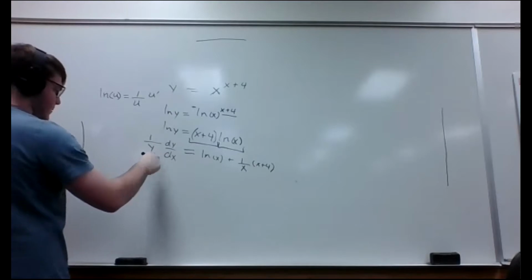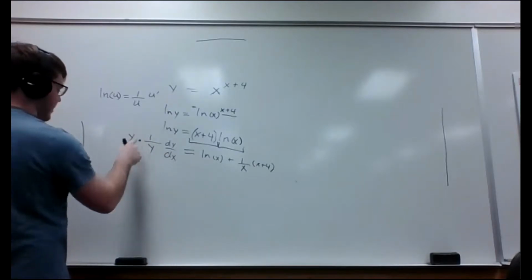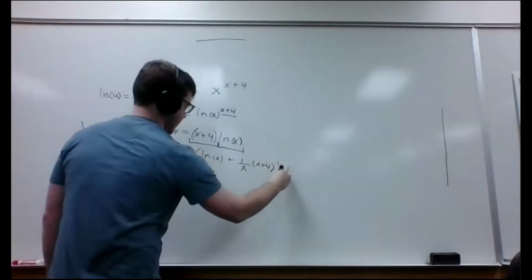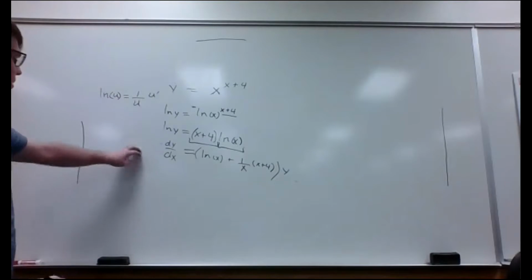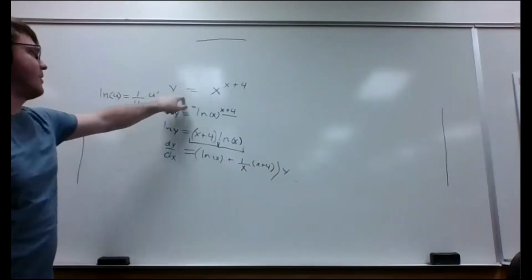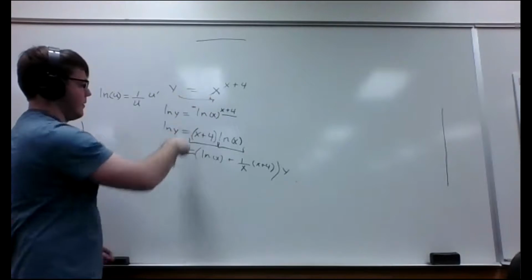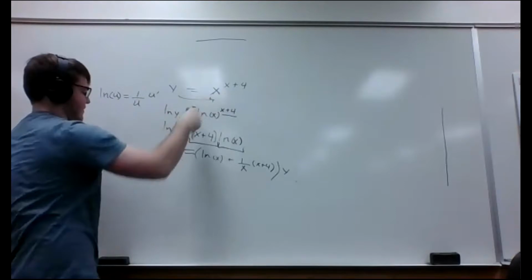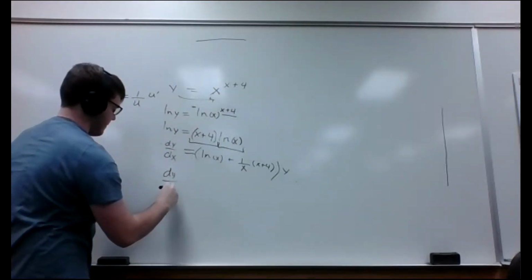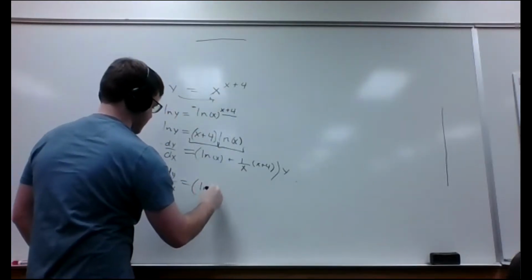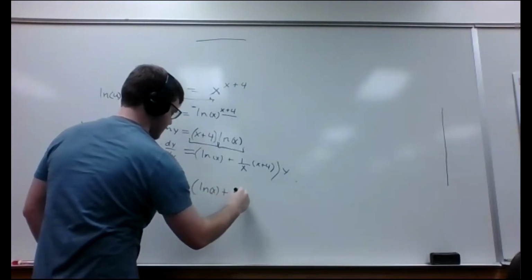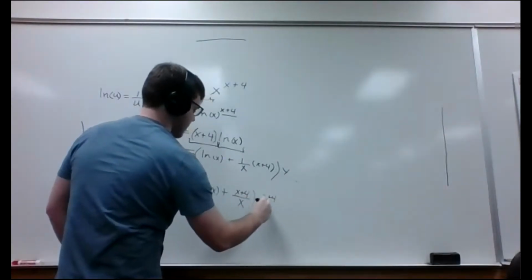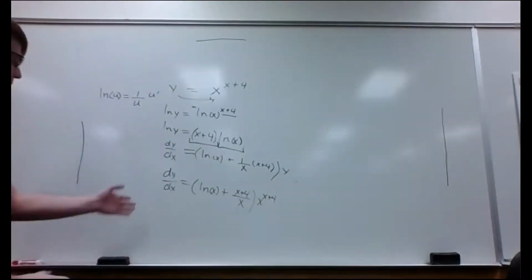And then to simplify it, we just multiply both sides by y to get rid of this on this side. So then we have all this multiplied by y. And then we already have y defined, right? So we're going to replace this y down here with our actual definition of what it is. So that would be our answer.